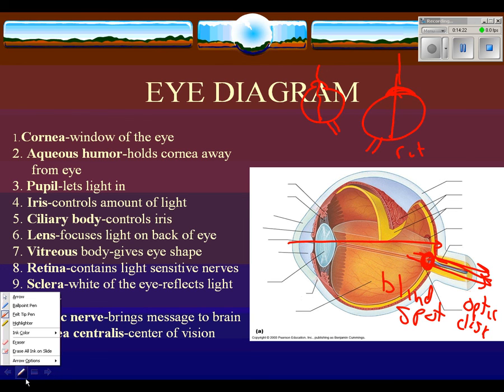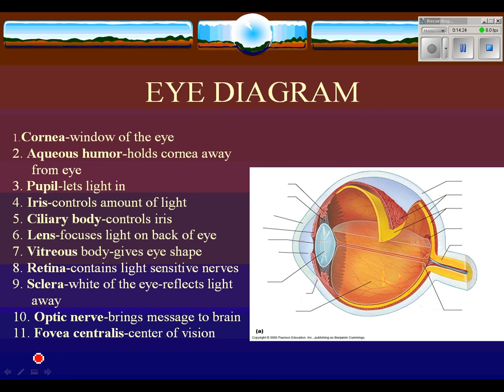Number 11, I don't know why I have numbers on here. The number 11 is the fovea centralis, right here. That is a spot in your eye directly behind your lens. It's the center of your vision. And if you concentrate right now on what's not in the center of your vision, you'll notice that you can't really see it very well. What you're not looking directly at is a little bit foggy.